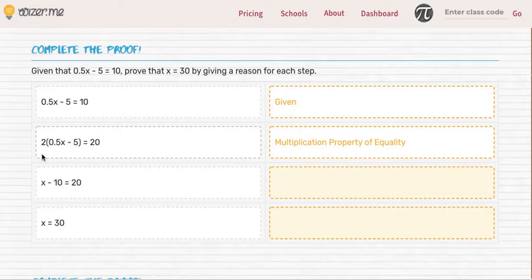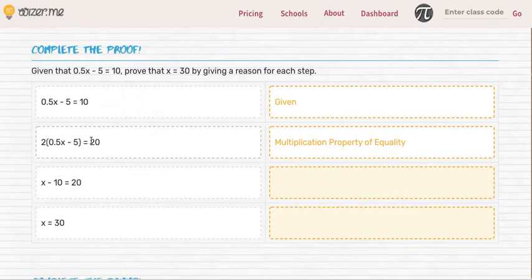Now after we have a 2 in front of the parentheses, we know we're going to have to distribute the 2, right? Whenever you see parentheses with a number outside of it, you should always think of the distributive property. So 2 times 0.5x will just give us 1x. 2 times minus 5 will give us minus 10. On the other side, we don't have to distribute anything. There are no parentheses on the other side. So this way, we're only distributing on one side.